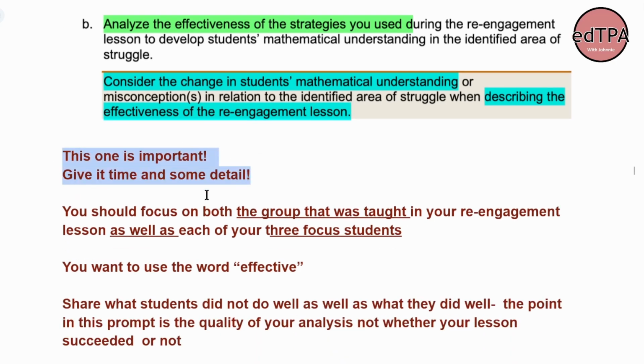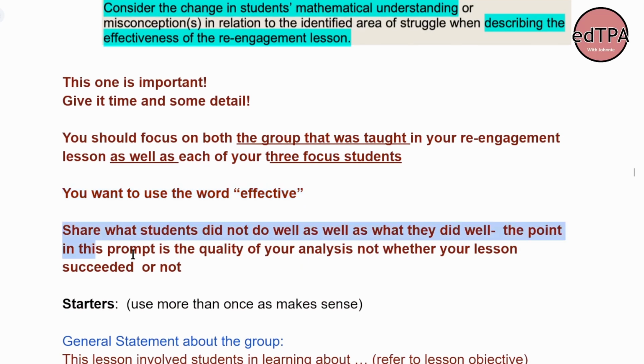So this one is important. Give it time and some detail. You should focus on both the group that was taught in your re-engagement lesson as well as each of your 3 focus students. So the 3 focus students, absolutely, but any other students you might describe the change in their understanding as well. You want to use the word effective, and you want to be kind to yourself too. Share what students did not do well as well as what they did do well. The point in this prompt is the quality of your analysis, not whether your lesson succeeded or not. All right? So you can describe both.